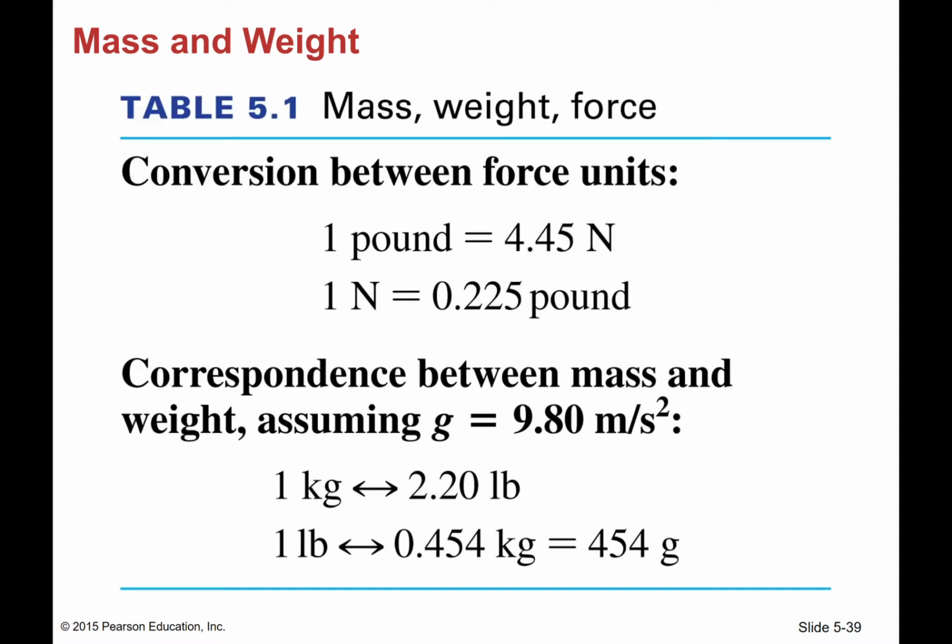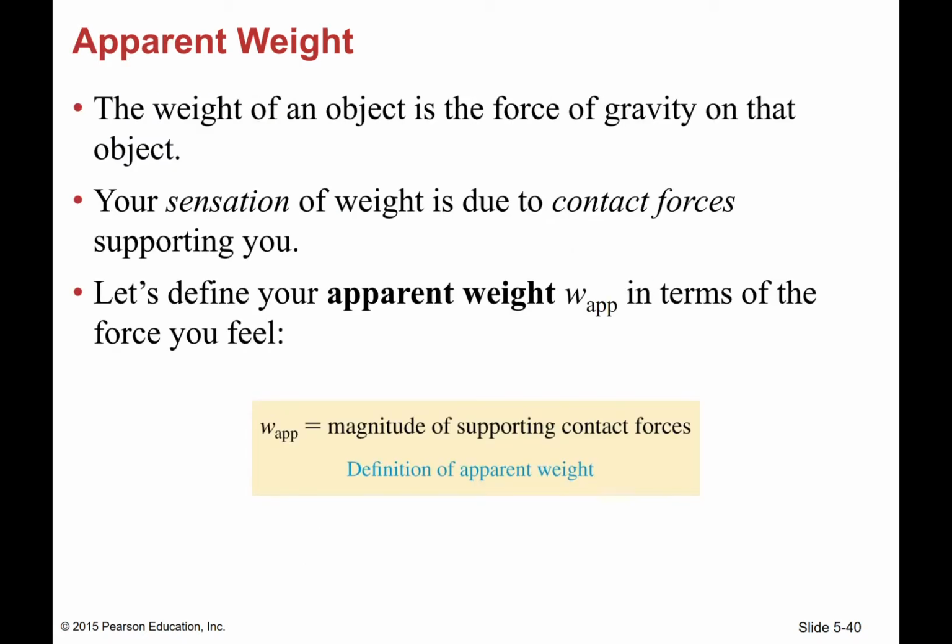You can use different units for weights, either newtons or pounds. Those are units of force. 1 kilogram is equivalent to 2.2 pounds if g is 9.8. So that's only on Earth or on any other planet that has the same gravity. And 1 pound is about half a kilo, which is 454 grams. But remember, pounds are units of force, not mass, and kilograms are units of mass.